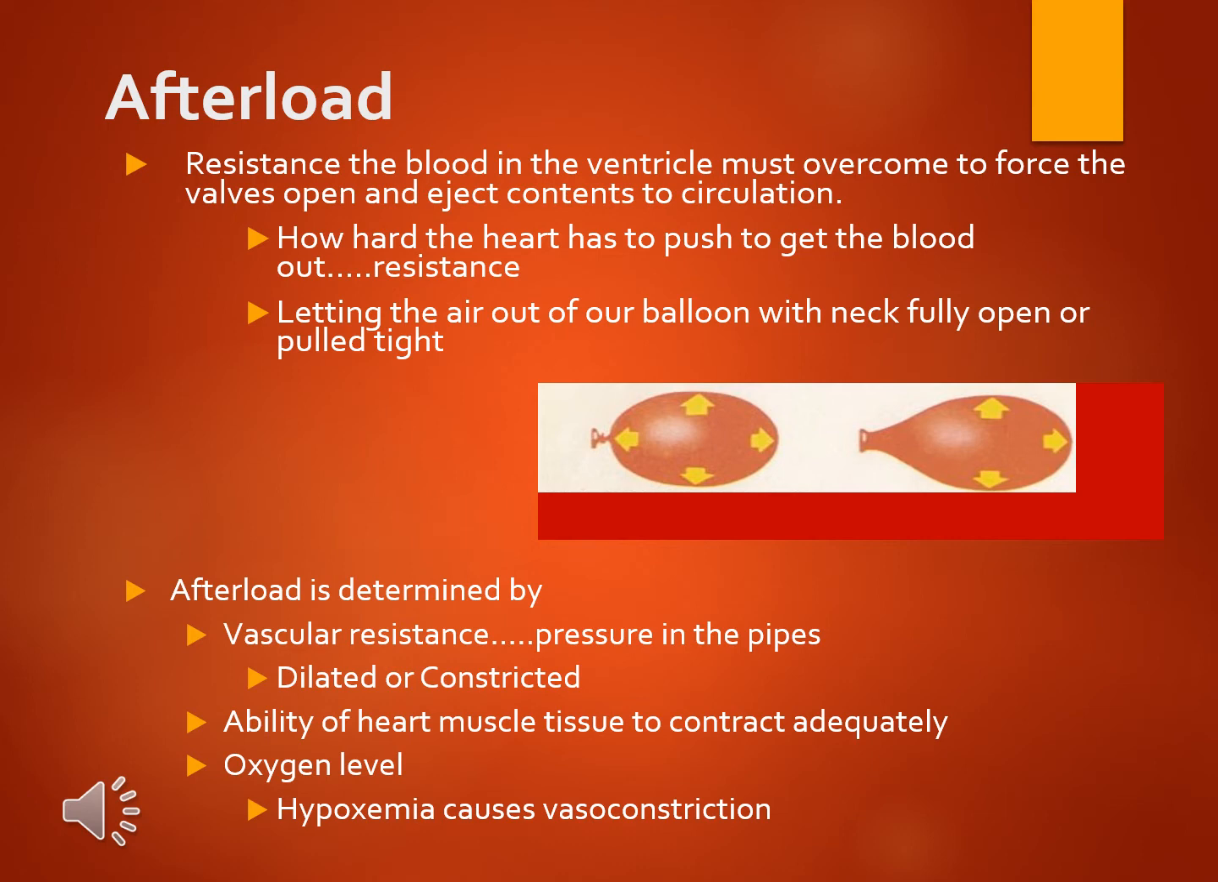Afterload is determined by vascular resistance, or the pressures in the pipe, and think about whether it's dilated versus constricted. Our heart doesn't have to work near as hard if the vessels are dilated than it does if they're constricted. Also think about the ability of the heart tissue to contract adequately. If we don't have good adequate contractions, then we're going to have problems with that. Also, oxygen level can play a role. Hypoxemia can cause vasoconstriction.